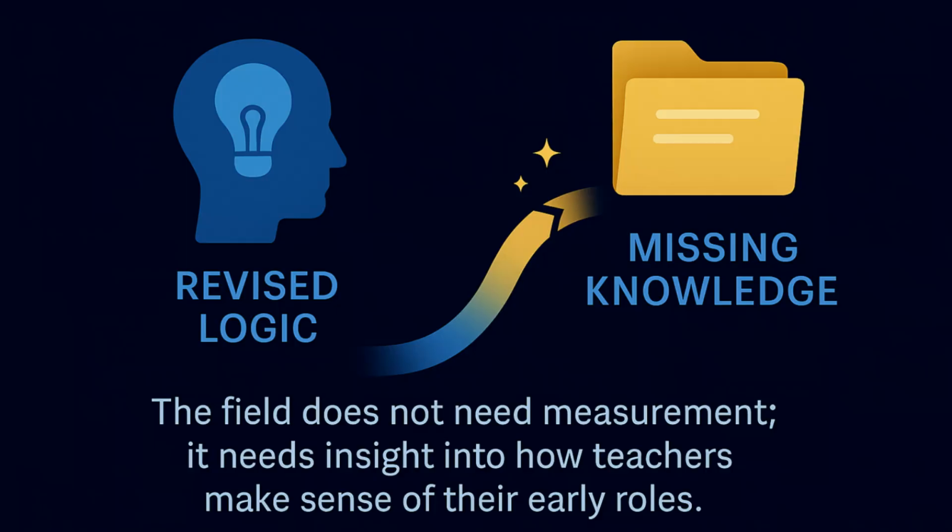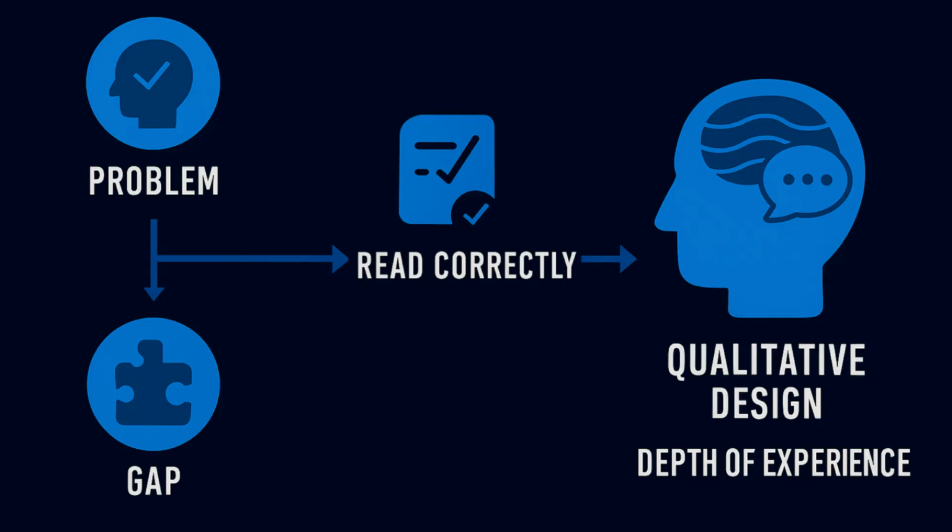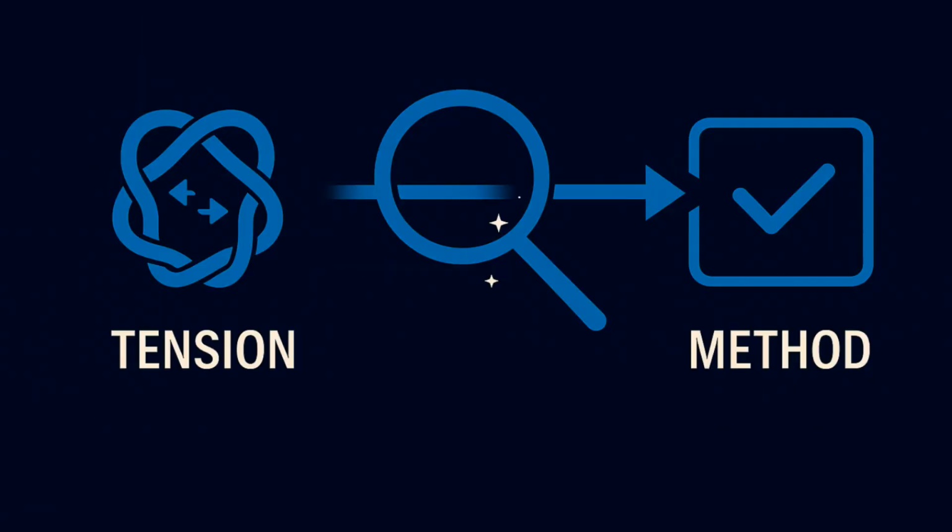When the logic is revised and the research problem is recognized as a matter of meaning and interpretation, the missing knowledge becomes clear. The field does not need measurement. It needs insight into how teachers make sense of their early roles. Once the research problem and the gap are correctly understood, the study naturally falls into a qualitative design capable of revealing the depth of that experience. The method no longer feels like a choice. It becomes the only coherent way to respond to the tension the study has named.